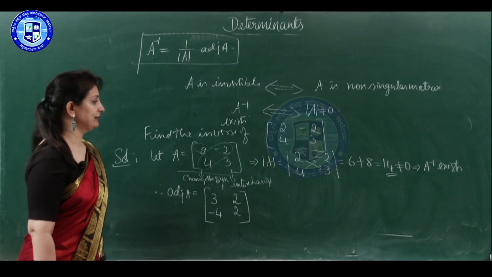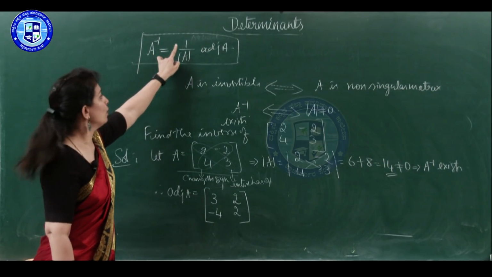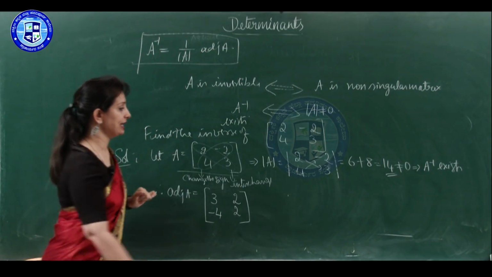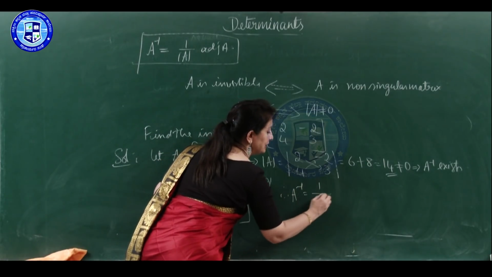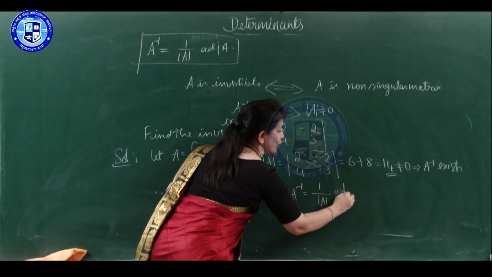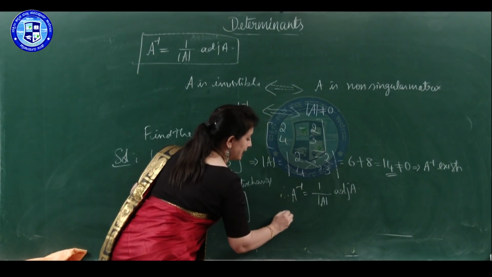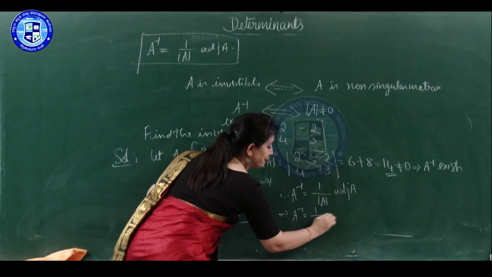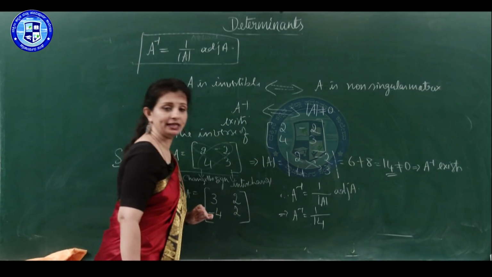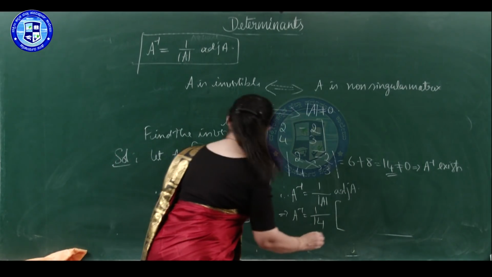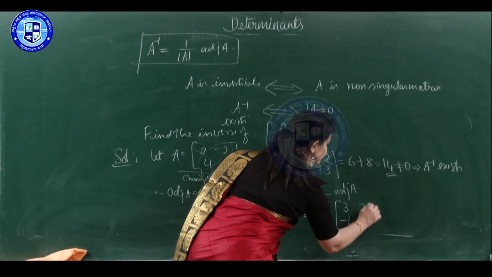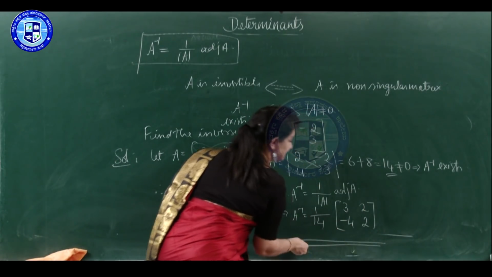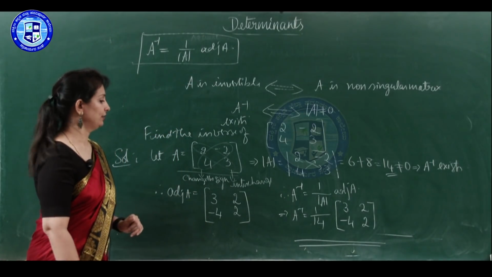It is adjoint A. Now our A inverse is 1 by determinant A into adjoint A. Therefore, A inverse is equal to 1 by determinant A into adjoint A. So A inverse equals 1 by determinant A, we got it as 14, into adjoint A we have 3 2 minus 4 2. This is the answer.